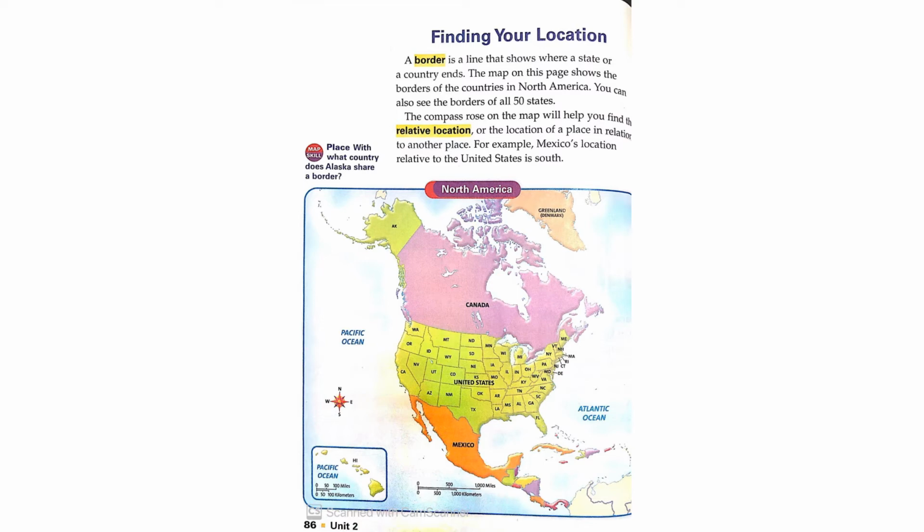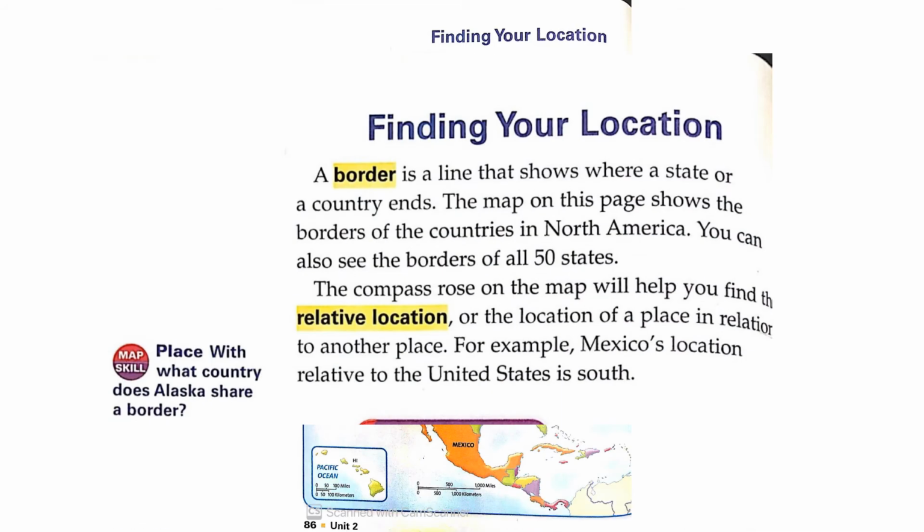Great, let's look at how you can find your location. So let's have a closer view. Again, you know what a border is, but we're going to go through this again. A border is a line that shows where a state or country ends. The map on this page shows the borders of countries in North America. You can also see the borders of all 50 states.